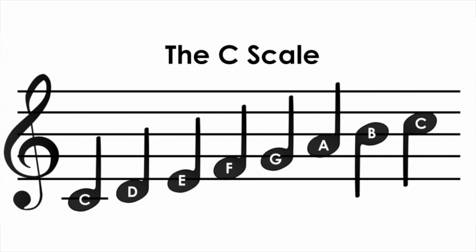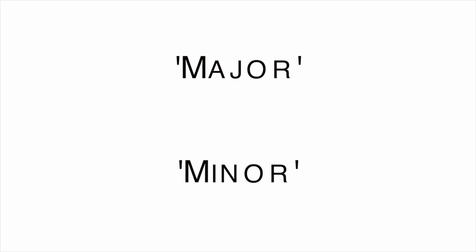The scale we will be looking at is the C major scale. This is the simplest scale to learn. The term major refers to a type of scale. Minor is another type of scale, but I will define these more in another video. For now, we will be learning the notes in the C major scale.